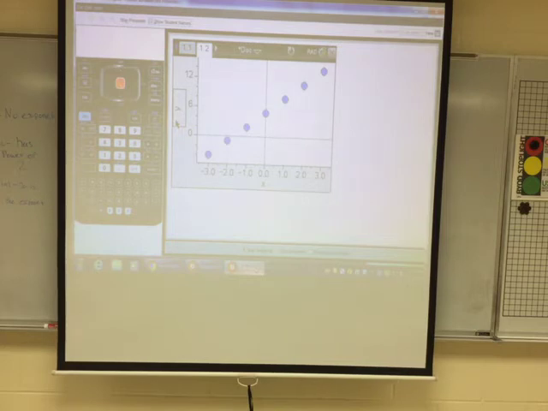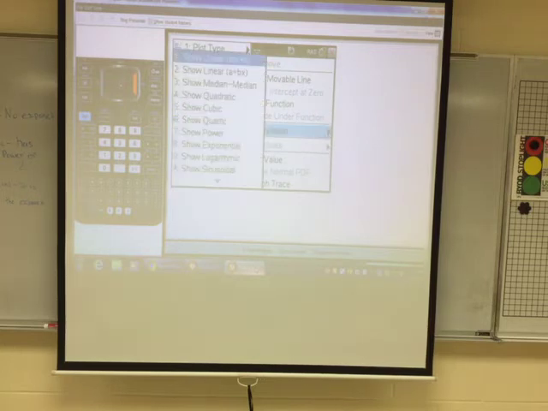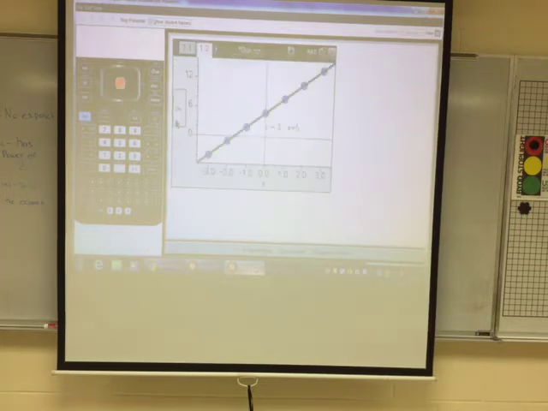So now I need an equation. So I'm going to go to Menu, Analyze, Regression, and Show Linear because we want a linear regression. My equation is y equals 3x plus 5.